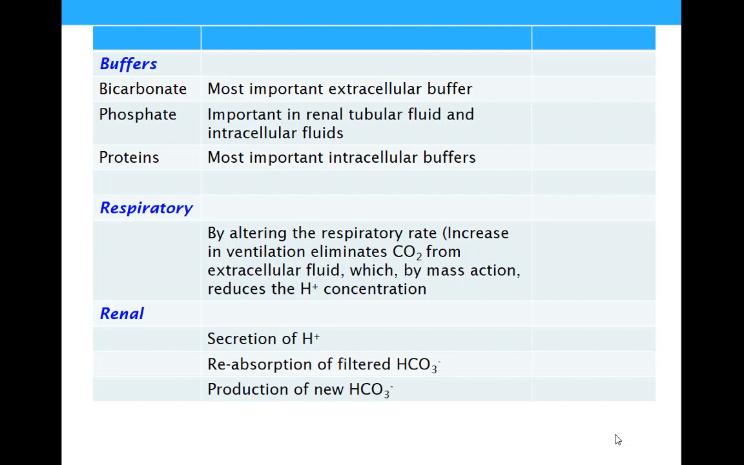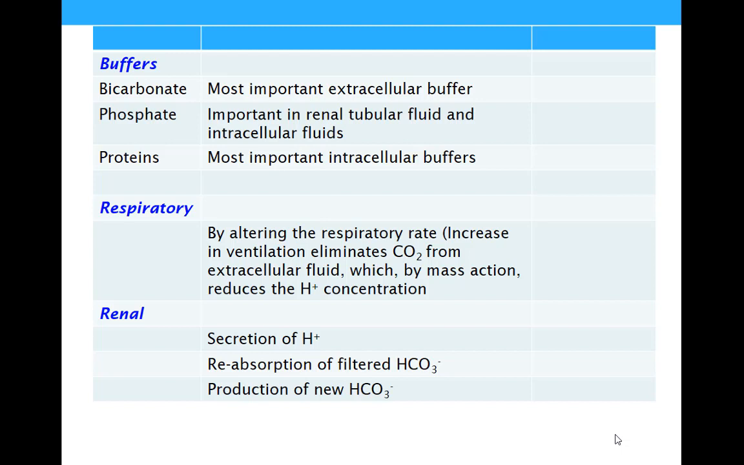Okay. Respiratory, or the lungs: simply by altering the respiratory rate, how much carbon dioxide we are removing from the blood can also affect the blood pH. As I mentioned to you earlier, carbon dioxide mixes with water, forms carbonic acid, which is acid, right? So CO2 is basically acid when you mix it in water. So if the lungs are removing more CO2, they are removing acid from the system, from the blood, right? If they are retaining CO2, they are keeping the acid inside the body.